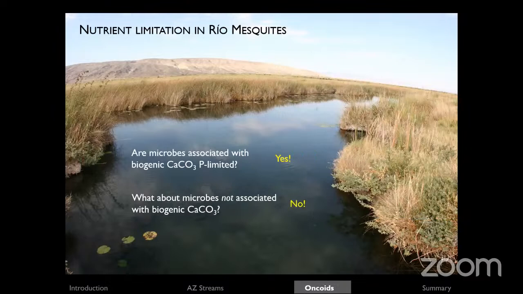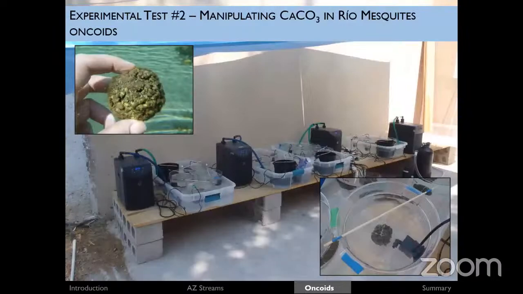And I found out that no, the microbes in the system that weren't directly associated with the calcium carbonate were not phosphorus limited. So suggesting again the power of calcium carbonate in driving phosphorus dynamics in the system. Again, these are correlations, not direct manipulative experiments. So I did some work to manipulate calcium carbonate deposition in these oncoids.